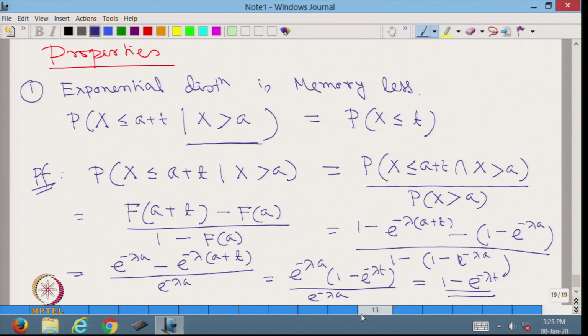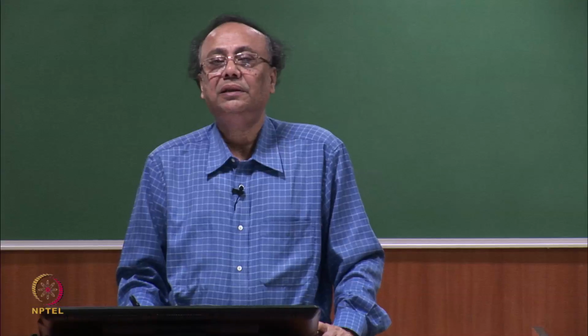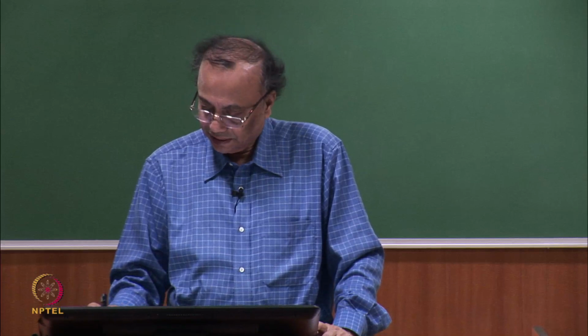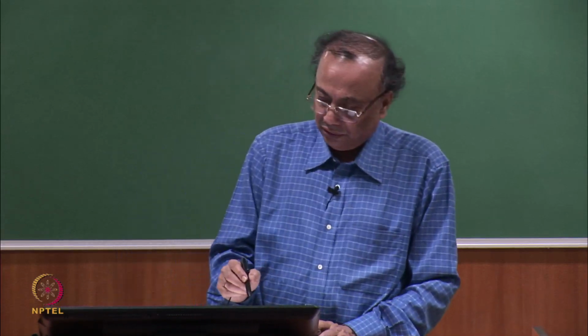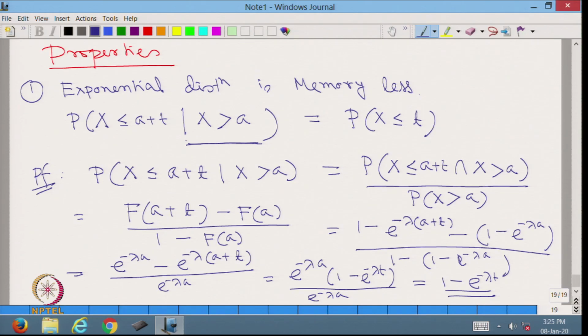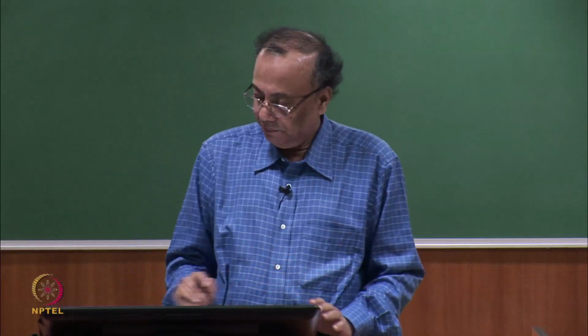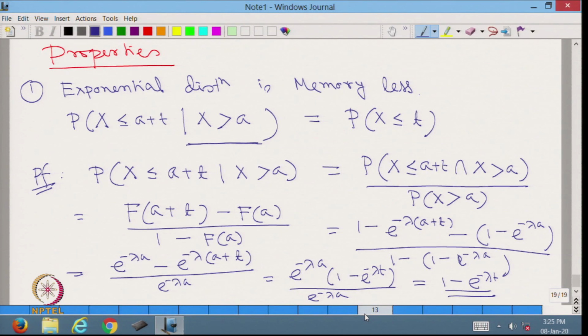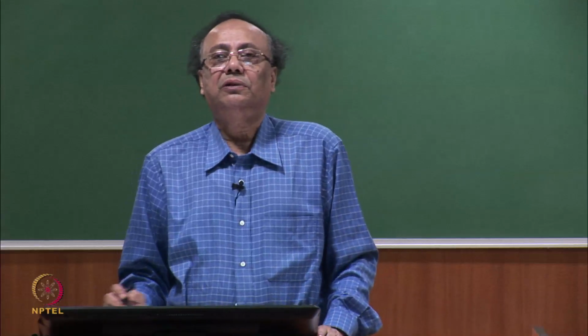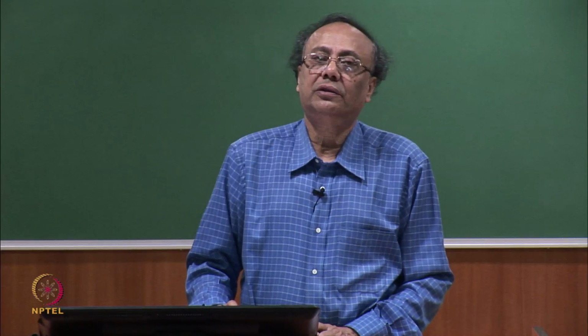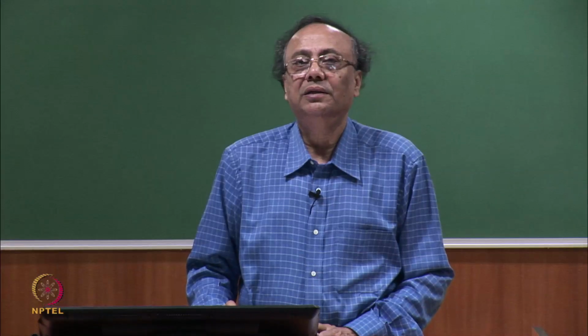This we know is the probability that x is less than or equal to t. So, we see that the probability of x less than or equal to a plus t, given that x is greater than a, is the same as the probability that x is less than or equal to t. Therefore, the exponential distribution is called memoryless. It is very similar to what we have seen with respect to the geometric distribution when we were looking at discrete random variables.